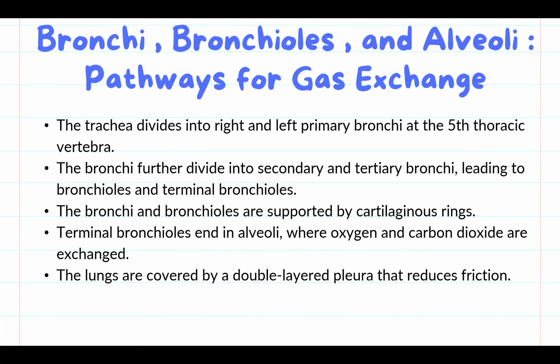The lungs are covered by a double-layered pleura that reduces friction. There are two types of pleura: first is the parietal pleura, and second is the visceral pleura. The visceral pleura is the inner layer that directly covers the lungs, and the parietal pleura is the outer layer that lines the chest wall and diaphragm. What does reducing friction mean?